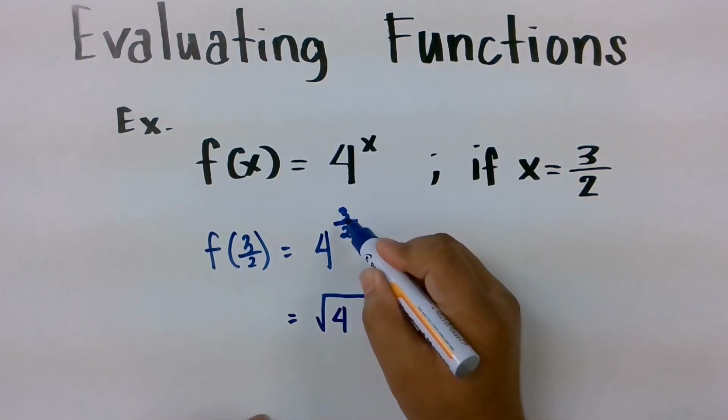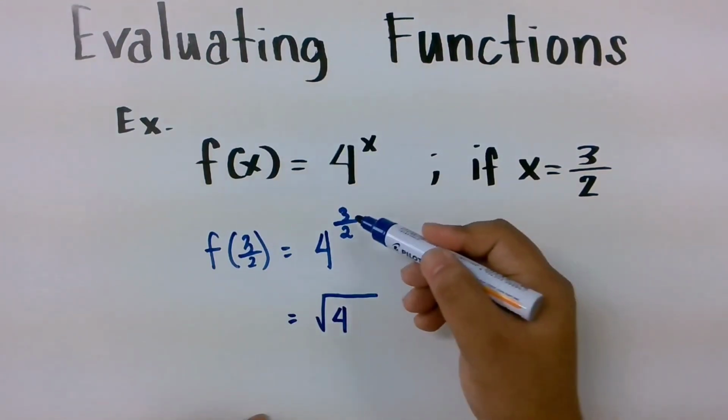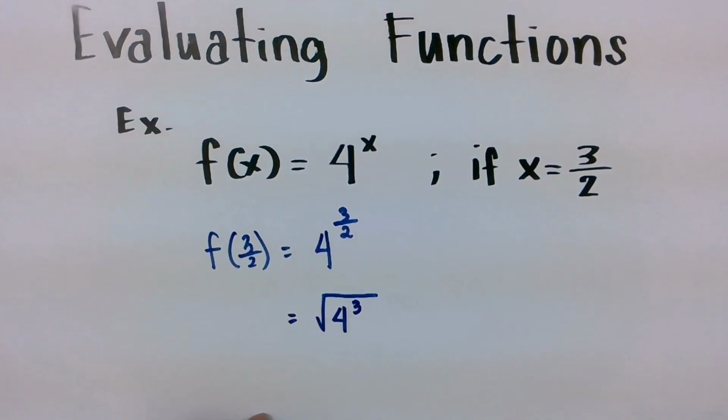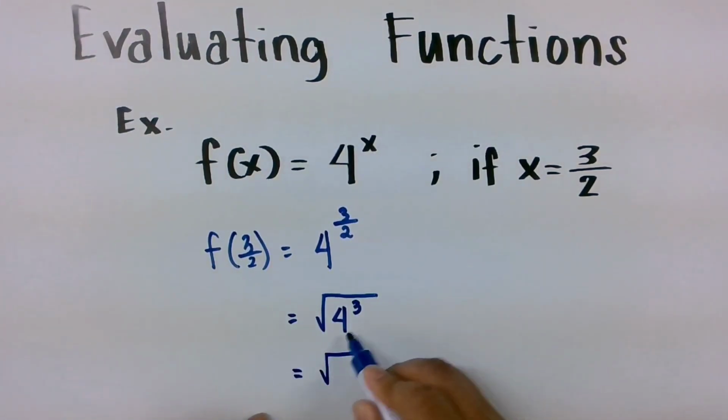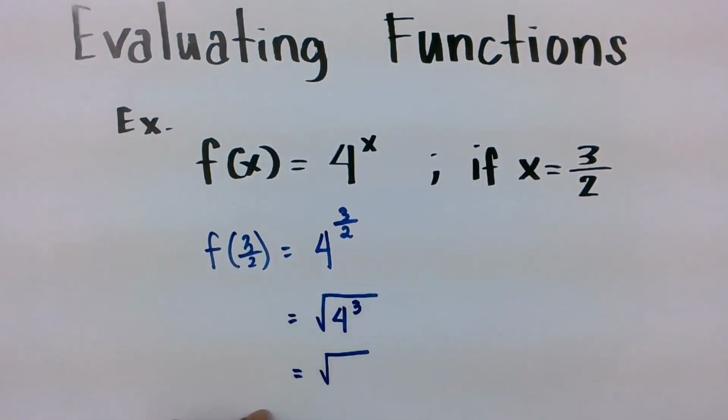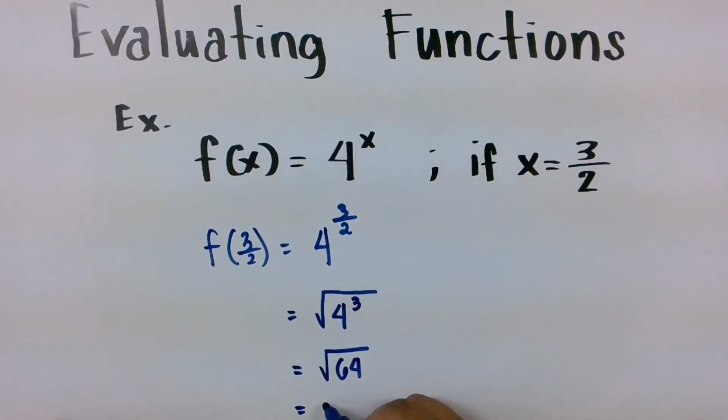So square root of 4, and then the numerator of the exponent is 3, so that's the exponent of the radicand. So 4 cubed equals, simplify natin, what is 4 cubed? 4 times 4 times 4, so that is 64. So 4 times 4, 16. 16 times 4 is 64. Okay. And the square root of 64 is positive and negative 8. Okay, so that's the value of our f of 3/2.